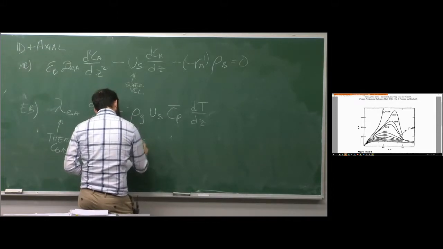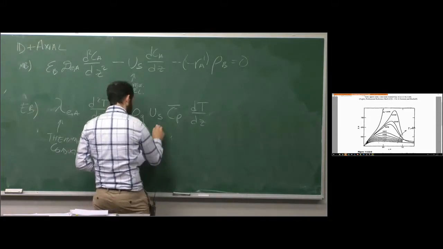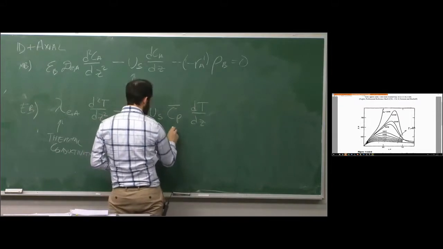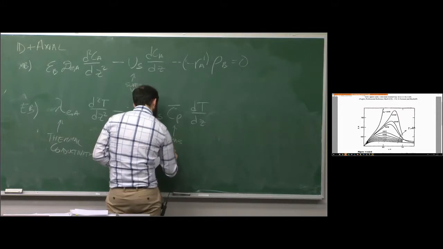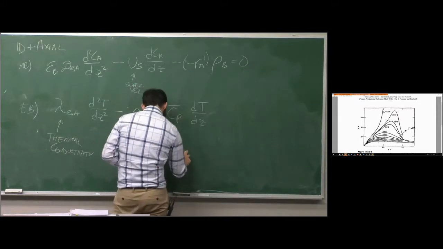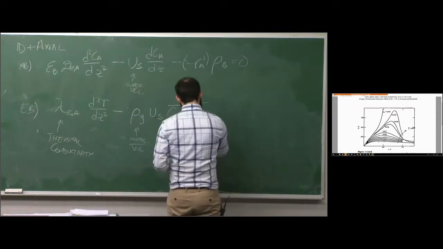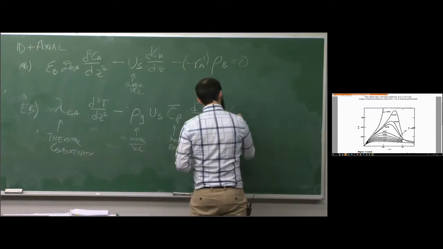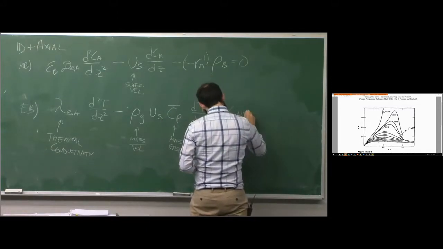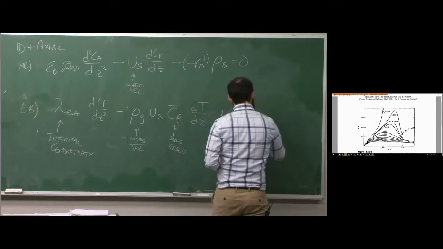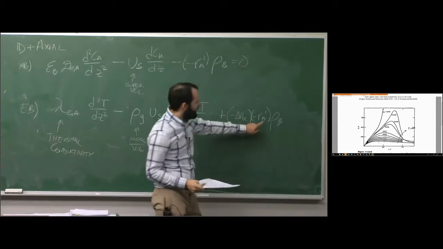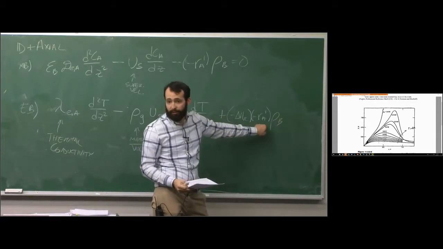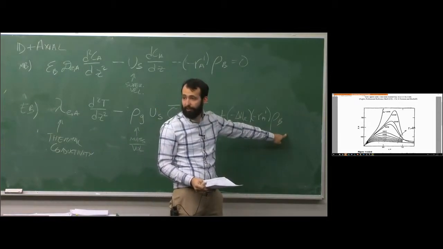This is the mass per volume. Again, superficial velocity. This is a mass-based heat capacity. So we also have this generation term, where this is rate per mass, and this is the density of our bed, right?